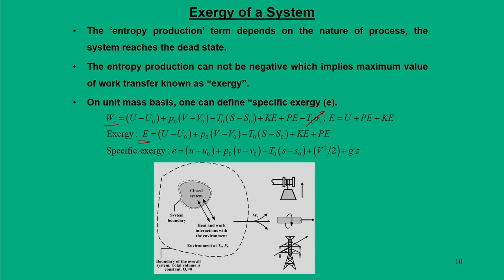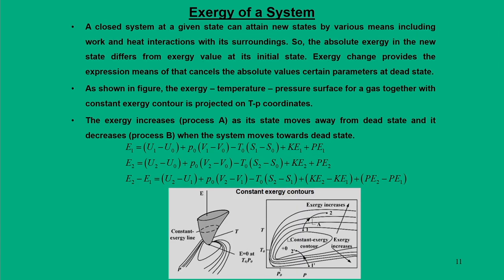So, from now onwards we will be using the exergy term as E, which is the combination of the internal energy of the system relative to the dead state, plus P0 into (V minus V0), that means flow work we can say, minus T0 into (S minus S0), plus kinetic energy and potential energy. Many times we also represent the exergy for a unit mass system, which we call specific exergy.